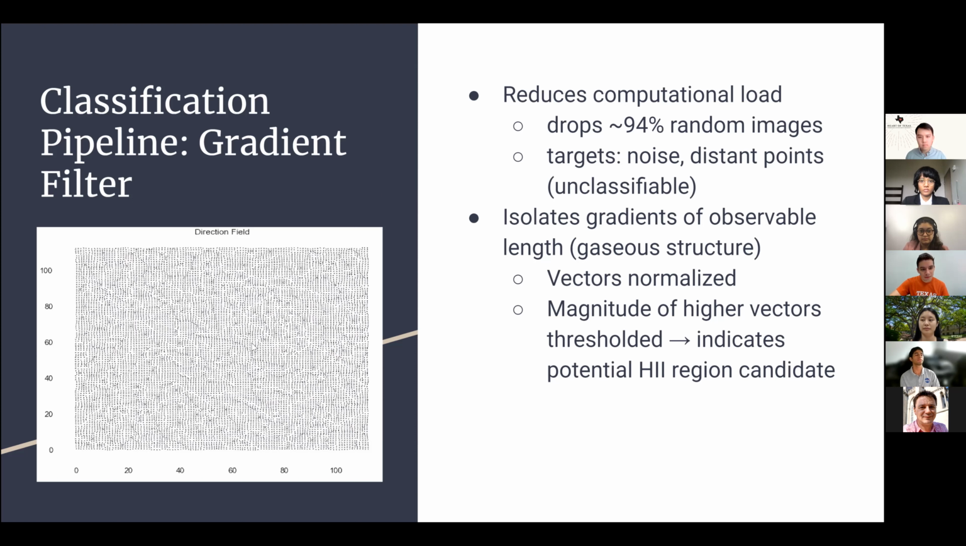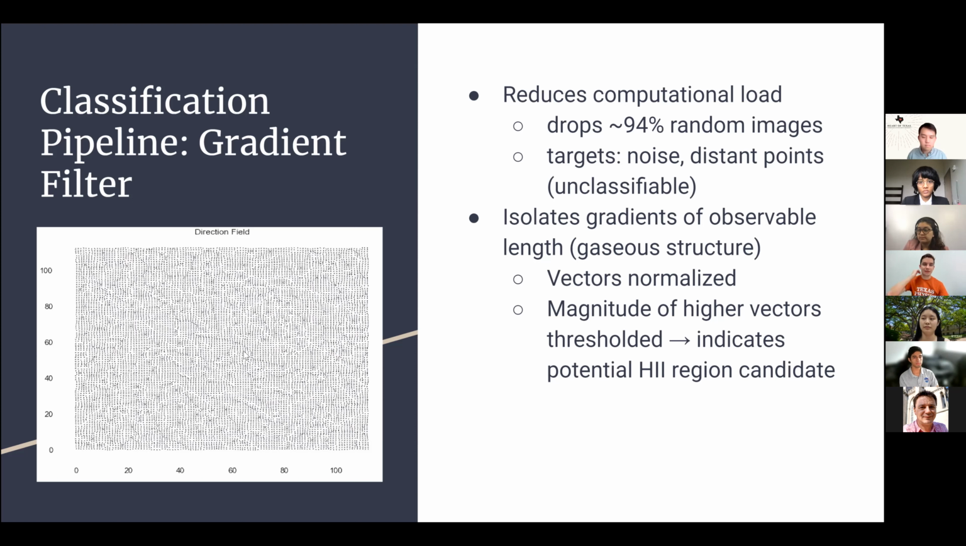So this right here, the image I'm showing on the screen, would be classified as a candidate for an H2 region. And the features we're looking for are these sort of floaters, or maybe snake trails they look like. This is evidence of some massive structure. So that's the main thing the gradient filter looks for.